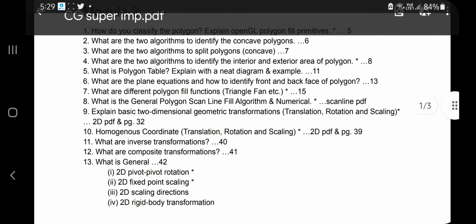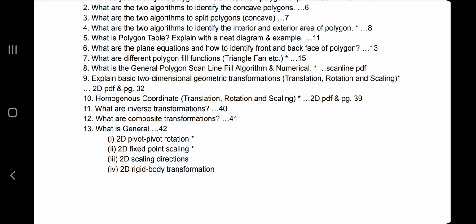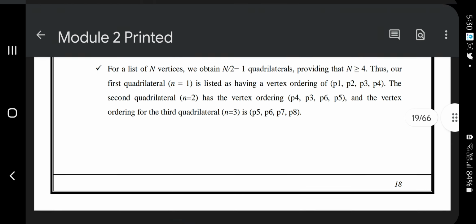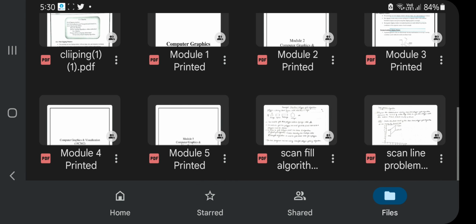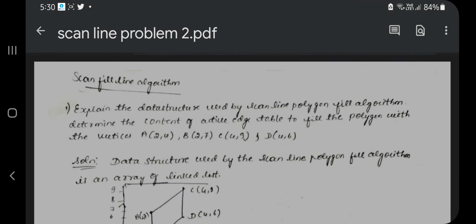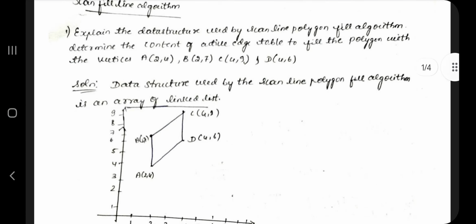Next, the important question, which is the general polygon scanline fill algorithm and numerical. Okay, so it's presented in the scanline PDF. In that folder you can find a PDF called scanline, which, if I show you here, is the PDF you have to refer to for the scanline problem. The algorithm you have to write on your own. I'll explain the diagram of what you have to do, and step by step you can write the algorithm, because if you look at the actual algorithm, it is very hard. Okay, so based on your understanding you can write the algorithm point-wise, that should be sufficient for you. So here's the type of question that can come in the exam.